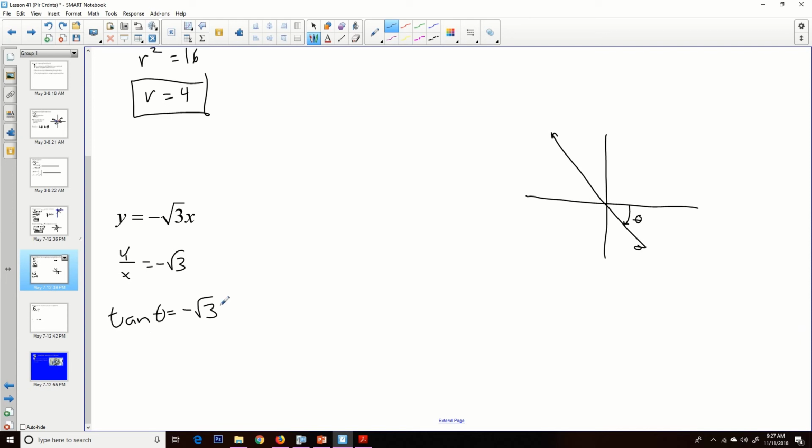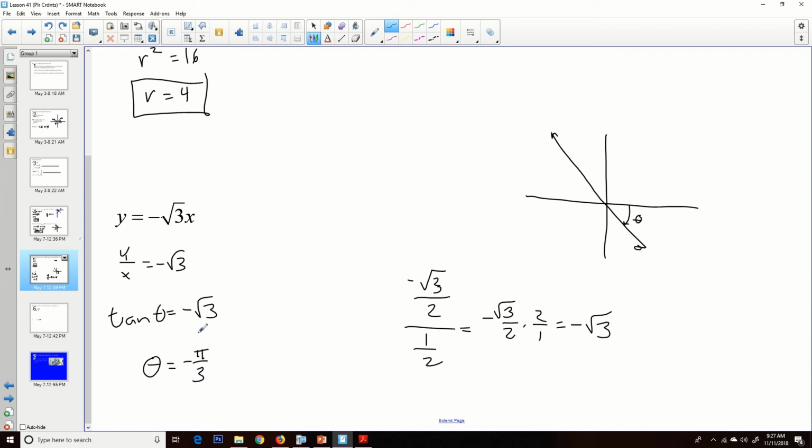And just like we did in the last one, negative square root of 3. This one though, if I go negative square root of 3 over 2 all over a half, well, that'll be equal to negative square root of 3 over 2 times 2 over 1, which will be negative square root of 3. And so I've got to find the angle on the unit circle that has a y value of negative square root of 3. Well, that ends up being negative pi over 3.